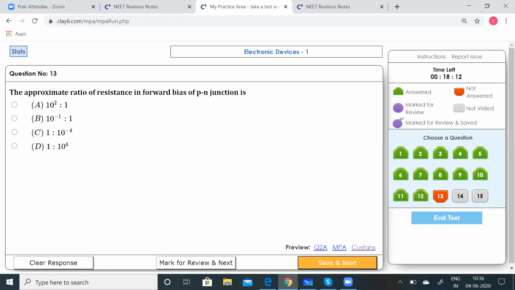The approximate ratio of resistance in forward bias of a PN junction is 10 squared is to 1, 10 to the power of minus 1 is to 1, 1 is to 10 to the power of minus 4, 1 is to 10 to the power of 4. Now you know the junction offers very little resistance when forward biased. When current passes from N side to P side, that is reverse bias. So it offers very little resistance, then it should be 1 is to 10 to the power of 4. Yes, that option should be correct.